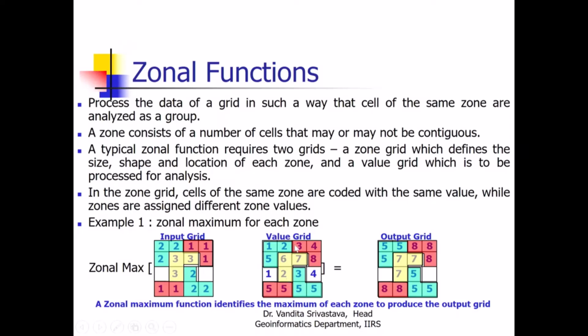Like in this case, in this zone the value grid has a value 2, and the first zone also has a value 2. So the value may be the same or different, but the zone definition is different. It is non-overlapping. No two zones can overlap as such. Okay, so that is a zonal function.